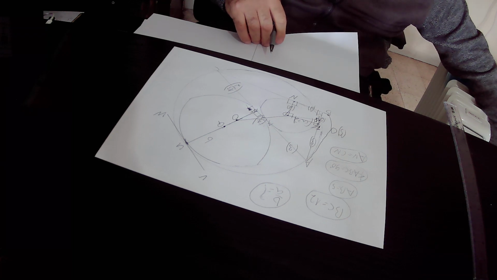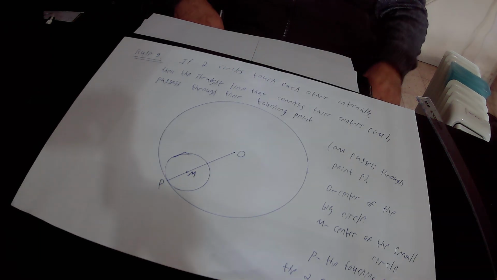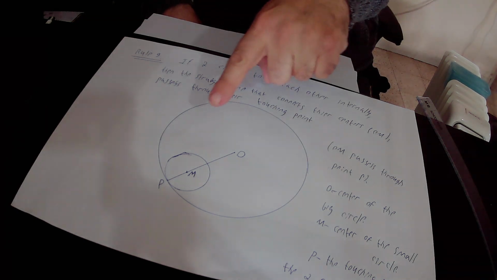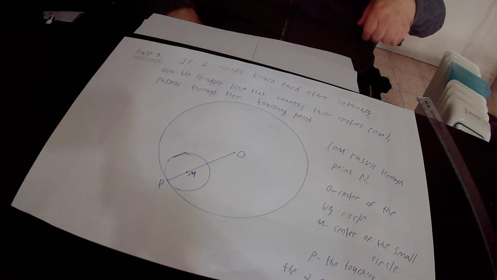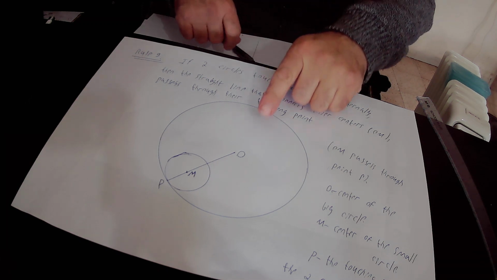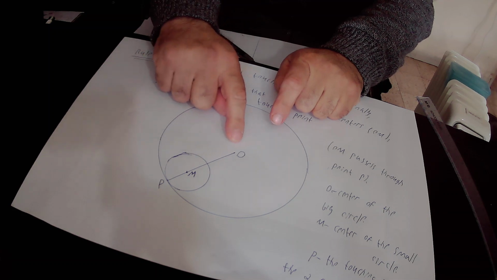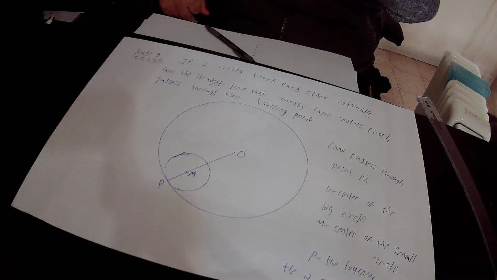According to rule number 9, if two circles touch each other internally, that is to say they have an internal touch between them, like here, then the straight line that connects their centers together must pass through their touching point. The center of the big circle is point O, the center of the small circle is point M, and the straight line that connects their centers is the straight line OM.